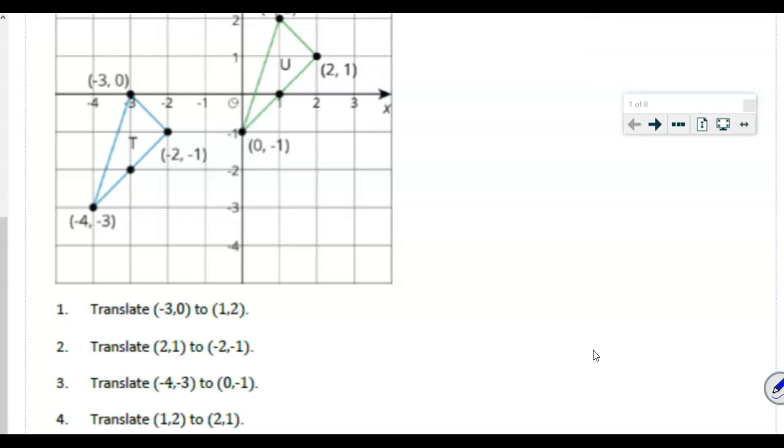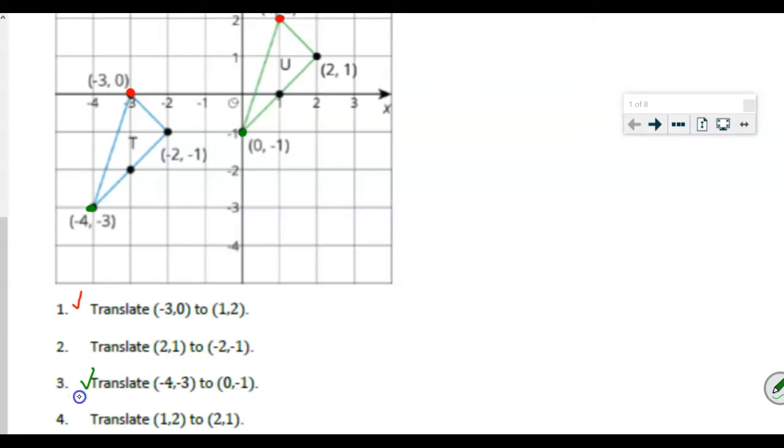Porter. Number 1, how do you know? Good. -3, 0 is in the same spot as the point 1, 2. They both refer to the corresponding parts, right? Corresponding parts there. Okay. What else? Anna? Good. -4, -3 goes up to 0, -1.